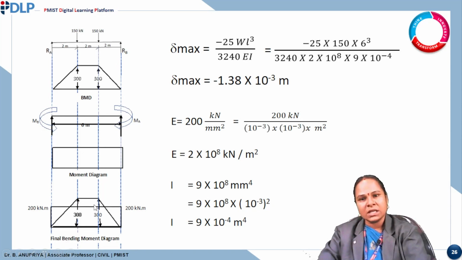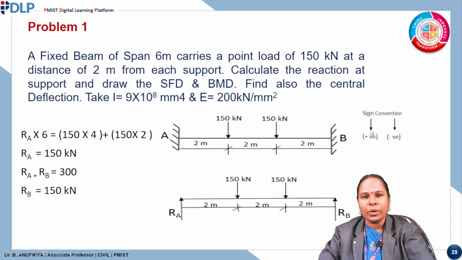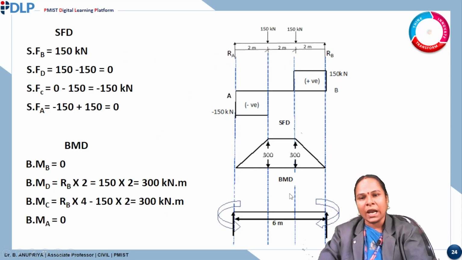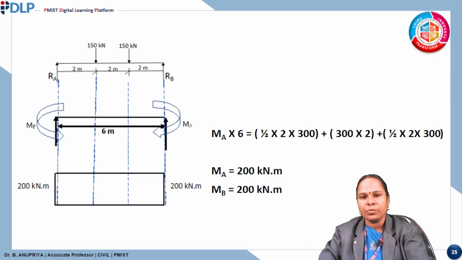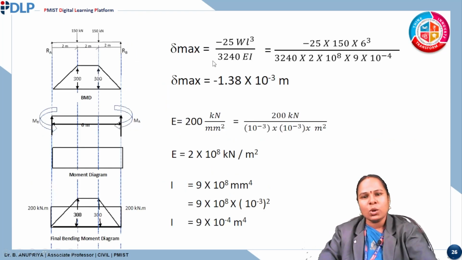In the problem, they have asked us to draw the shear force and bending moment diagram, and also to calculate the central deflection in the beam. For calculating the central deflection in a fixed beam, the formula is del max is equal to minus 25. This minus sign indicates the deflection is in the downward direction. So the formula is minus 25 W L cube divided by 3240 E I. Here W is the load, 150, the same load on both sections, into span length 6 meter, 6 cube, divided by 3240 into.